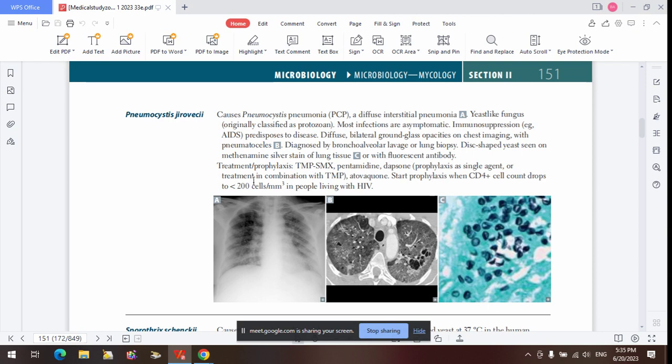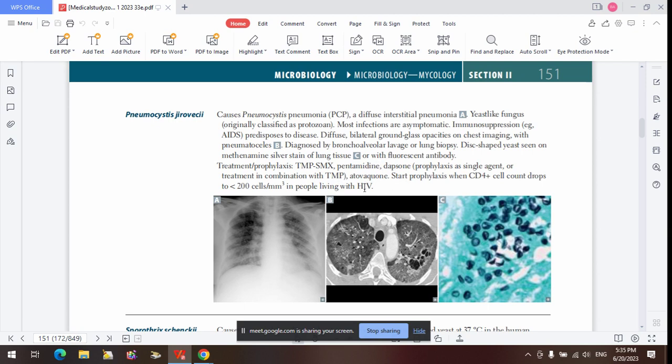So how do you want to treat it? You can use Septrin, so trimethoprim-sulfamethoxazole. You can remove the sulfamethoxazole and replace it with Dapsone, so you can combine TMP with Dapsone, or you can use pentamidine. You can even use atovaquone.